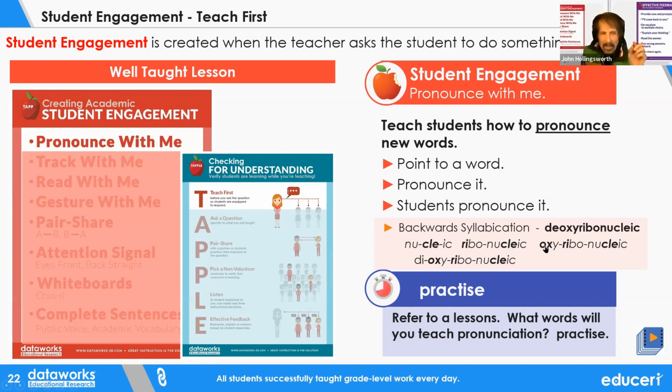Ribonucleic. Okay, now I'm going to add one more. Oxyribonucleic. Your turn. Oxyribonucleic. Okay, the next one. Deoxyribonucleic. Your turn. Deoxyribonucleic. Now let's read it all together. Ready? Deoxyribonucleic. Can you read that word to your partner twice? Go ahead.